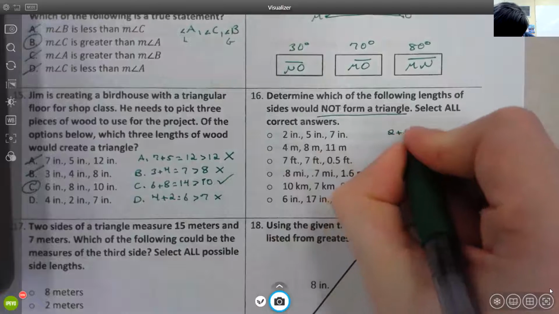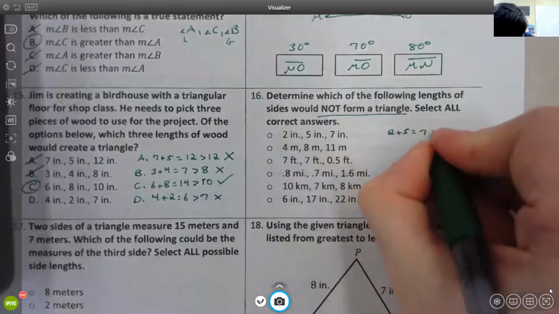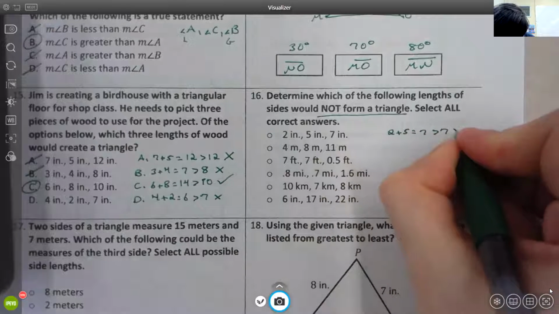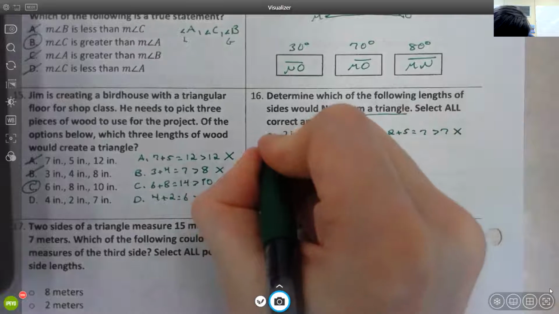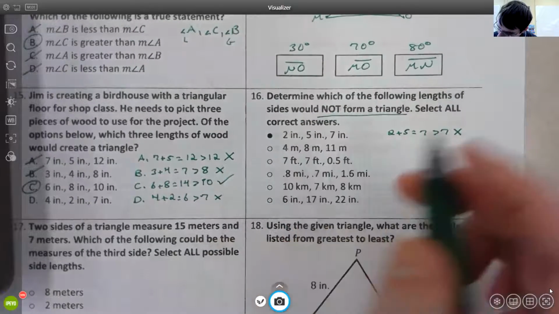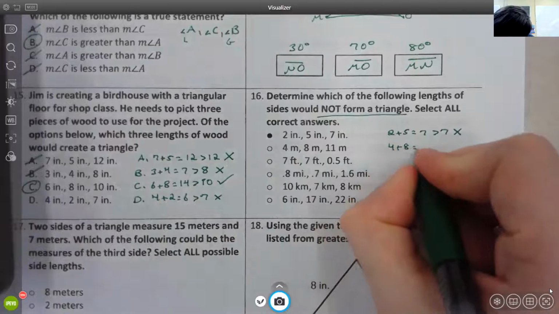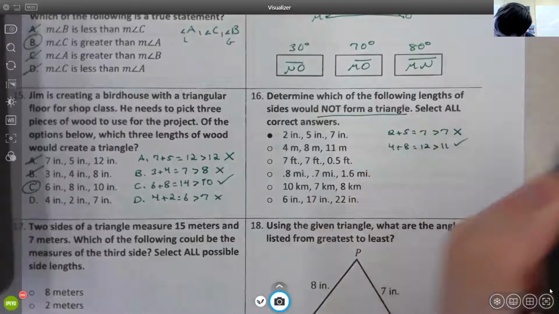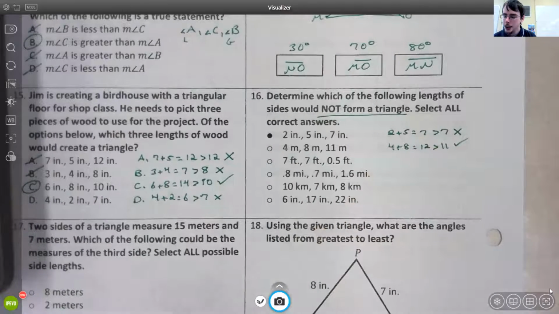We have 2 plus 5, which is equal to 7. Is 7 greater than 7? No. So this would be an answer because it doesn't form a triangle. All right, next one, 4, 8, and 11. 4 plus 8 is 12, which is greater than 11, which is a triangle, so that's not an answer.